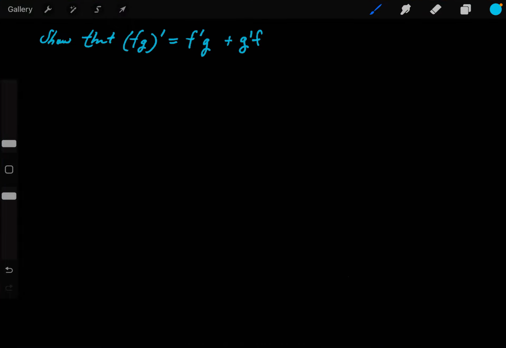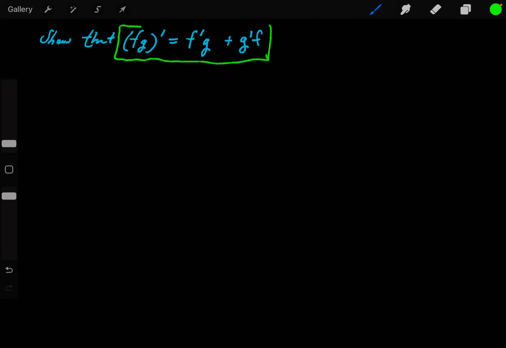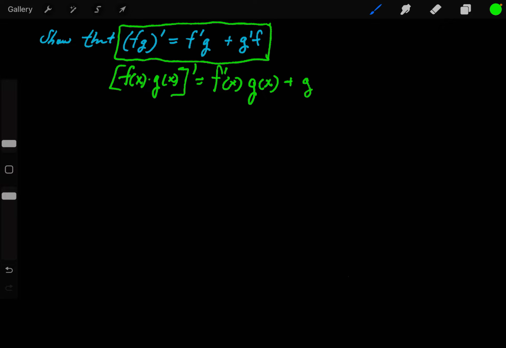Okay, here we have our first maybe counterintuitive result when it comes to derivatives. We have that the derivative of a product is not the product of the derivatives. It's given by this equation, right? With the other notation that we're used to, it's f of x times g of x. The derivative is f prime of x times g of x, plus the derivative of g of x times f of x.